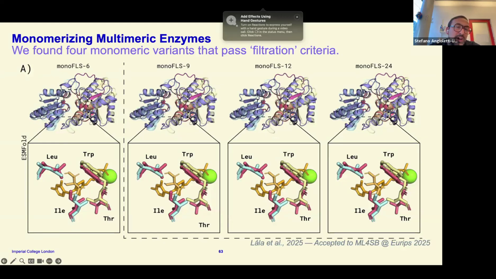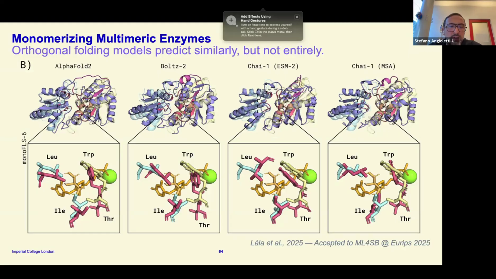Once we have a monomeric variant, we can use different types of AI models. To ask the same question, all the different types of AI models that we use provide us with exactly the same answer, or at least a very similar answer, which makes us confident that the answer that we get is correct and not purely dependent on the type of model that we're using.